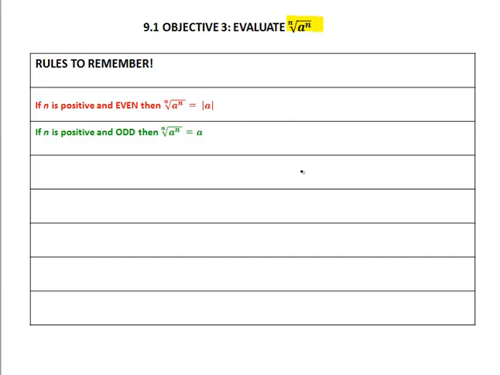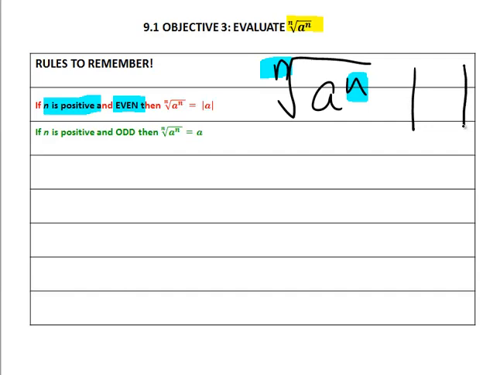What this is telling us is that if we have this, this is the index up here, and they're saying if this is positive and even, then the outcome of this, because this and this are the same, will be the absolute value of A. So let's take a look at that.